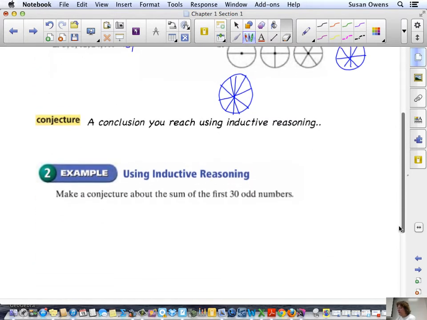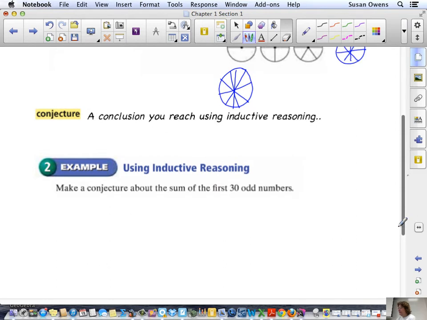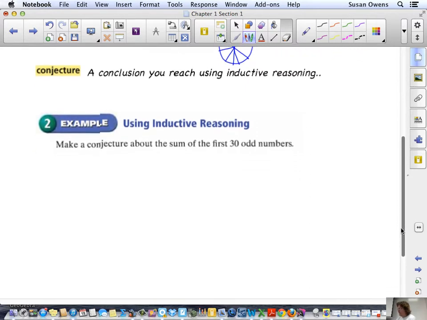A conjecture is a conclusion that you reach using inductive reasoning. Now, when we make a conjecture, we want to make one that is going to come up with a reasonable expectation about what the result is. So I'm going to show you what we do when we make a conjecture based on inductive reasoning. Make a conjecture about the sum of the first 30 odd numbers. Okay, and you might know this one, but let me show you. It's really the process that we're looking at, not necessarily the answer.